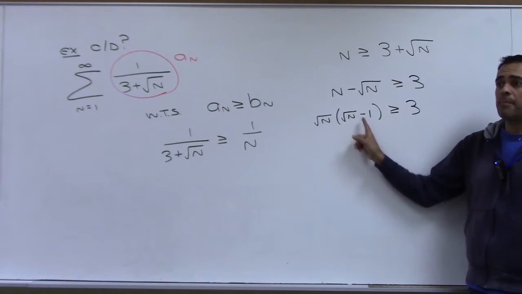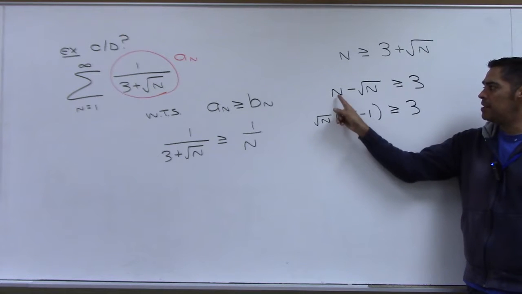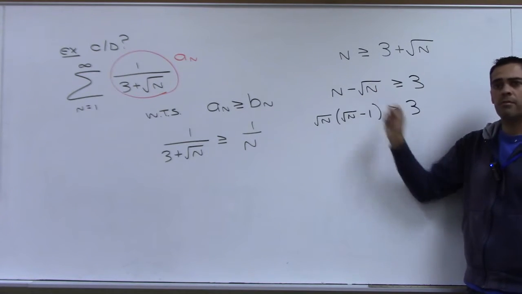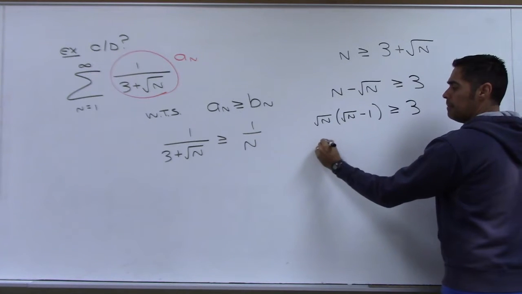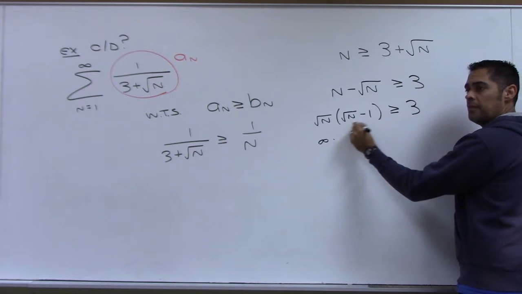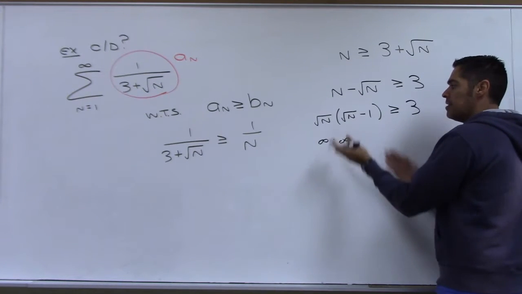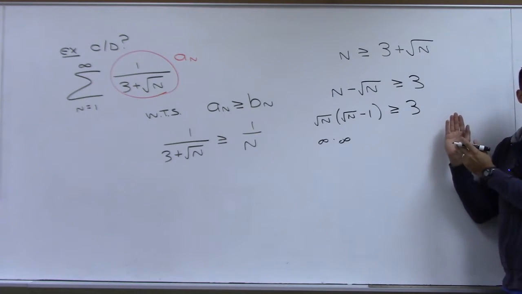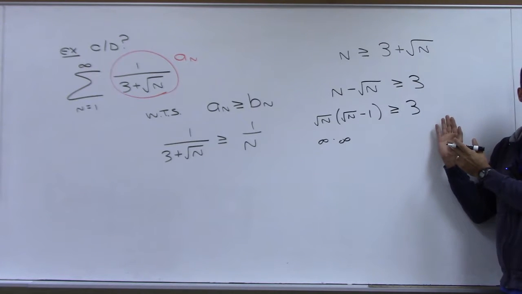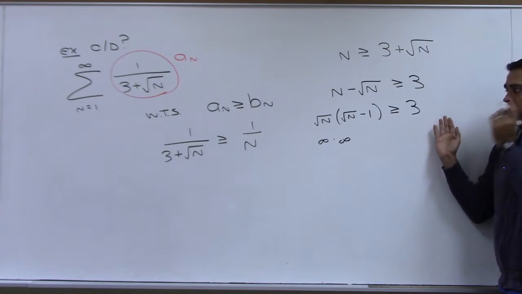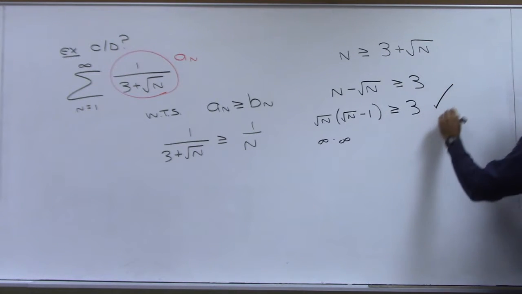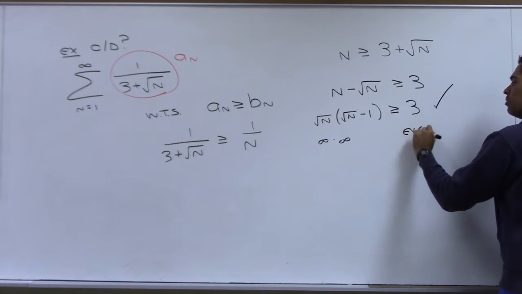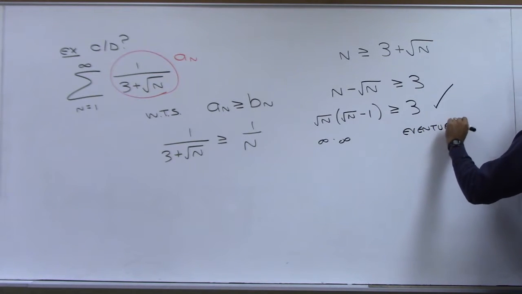Right? Root n out of both of these. Root n times root n is n. Root n times negative 1 is negative root n. Now what happens as n gets big? This goes to infinity times this goes to infinity minus 1, infinity. Is this going to get bigger than 3? Absolutely. It has to. So I'm going to say yes, check, because this is eventually going to happen, isn't it?